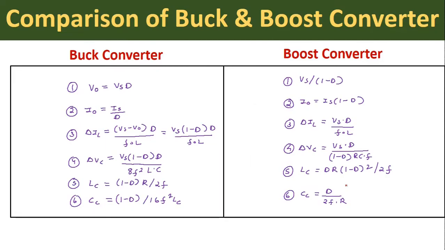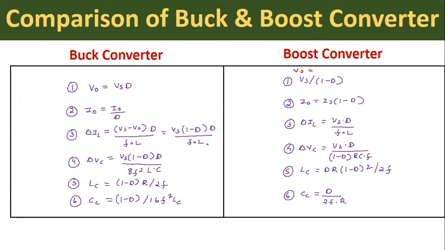Now let us compare the results of analysis of the buck and boost converter. We have derived various parameter equations for buck and boost converter in the previous classes. So these are the equations which we have derived. For output voltage, for buck converter the output voltage is Vs into duty ratio D, whereas for boost converter output voltage is equal to Vs upon 1 minus D. For buck converter load current is Is upon D, whereas for boost converter the load current will be Is into 1 minus D.